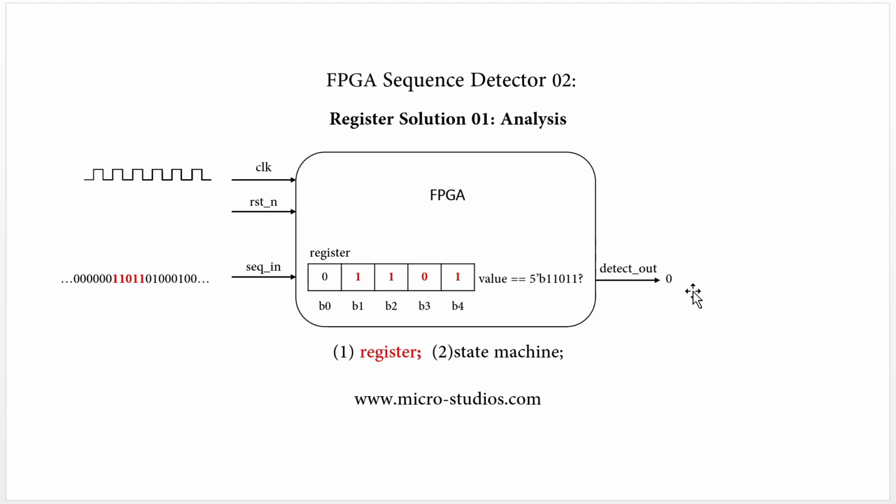So in this way, by this register shift, we can detect the target in the bit stream data. This is the whole idea of the register solution for the FPGA sequence detector.